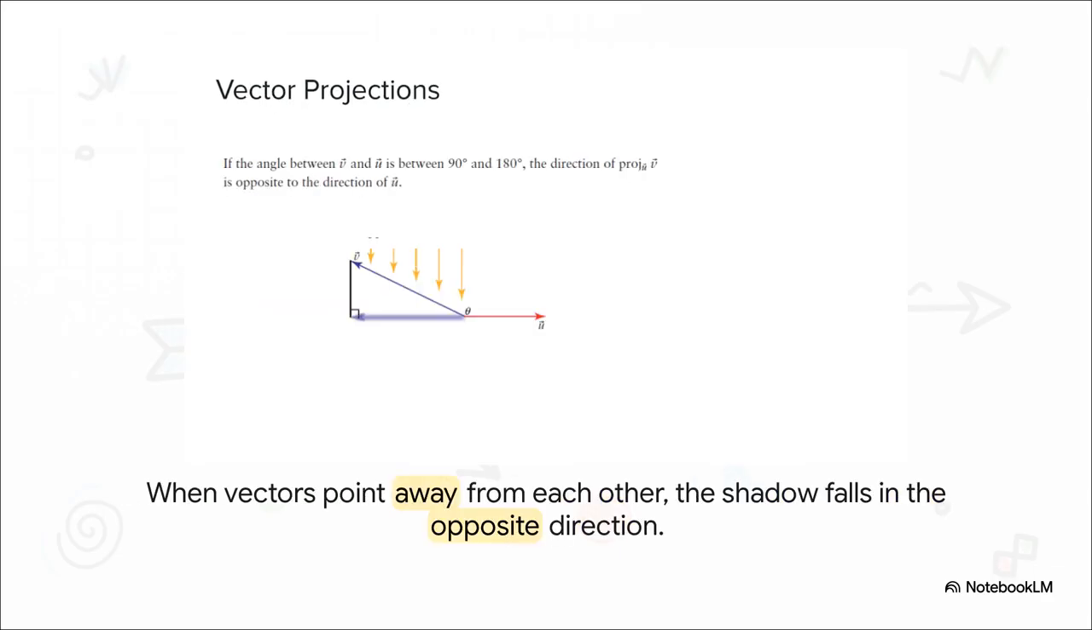But what happens when the vectors are pointing away from each other, at an angle bigger than 90 degrees? Well, now that shadow gets cast backward, in the complete opposite direction. This is what gives us a negative dot product. It's basically the universe's way of saying, nope, these two are in opposition.